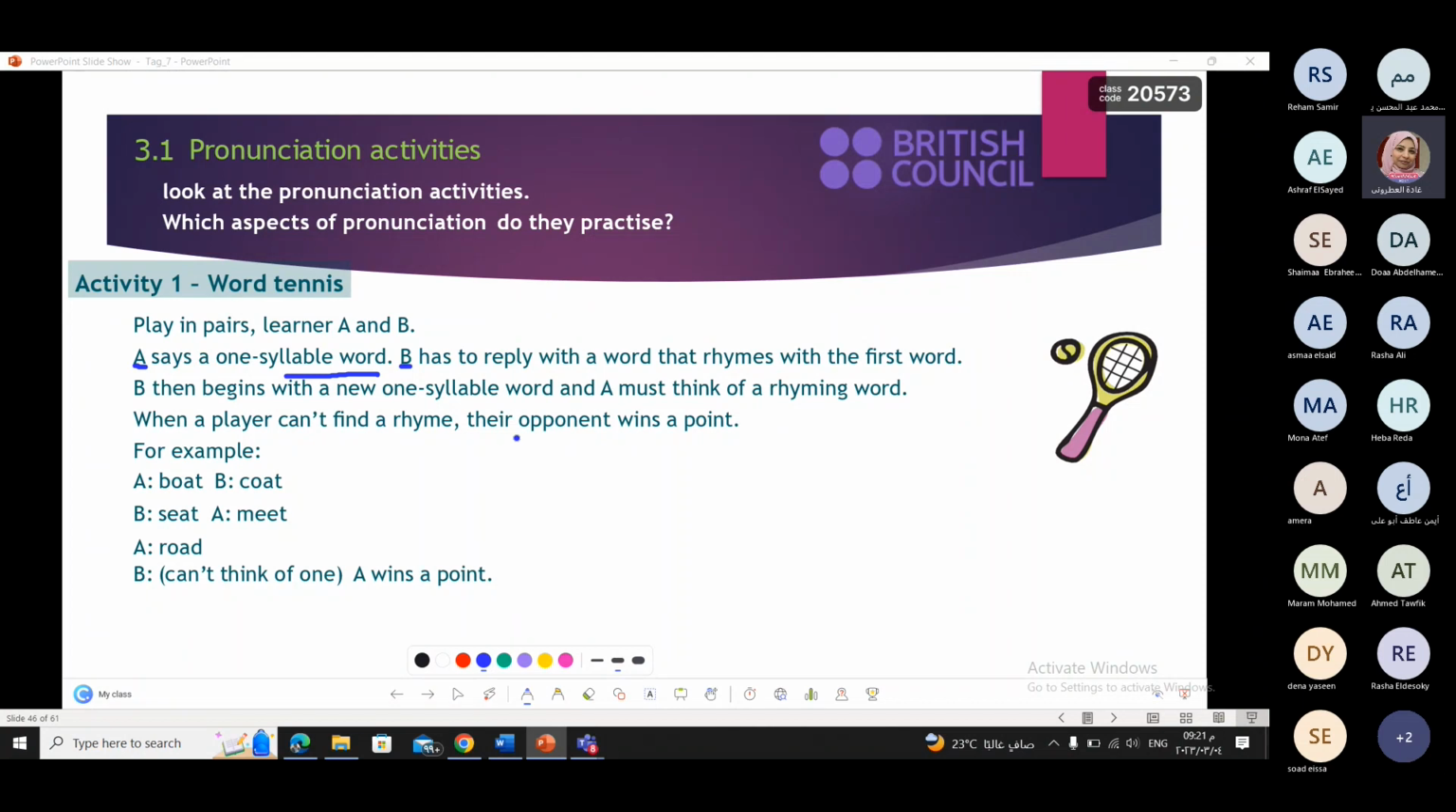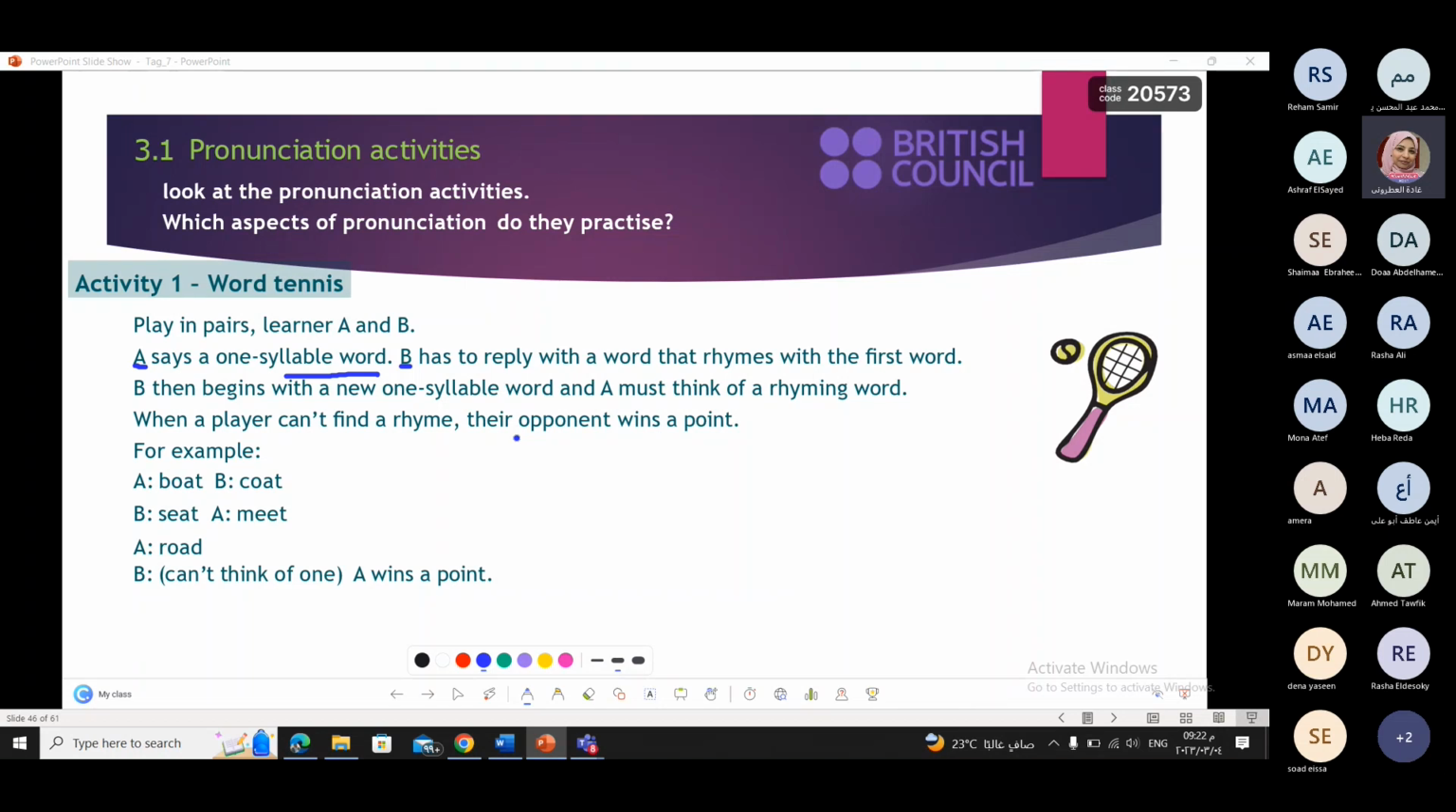Do you get the activity? It's called word tennis because the goal goes from one side to another. The sound goes from side A to side B. Okay, this way it goes in both ways. So who wants to play this game?